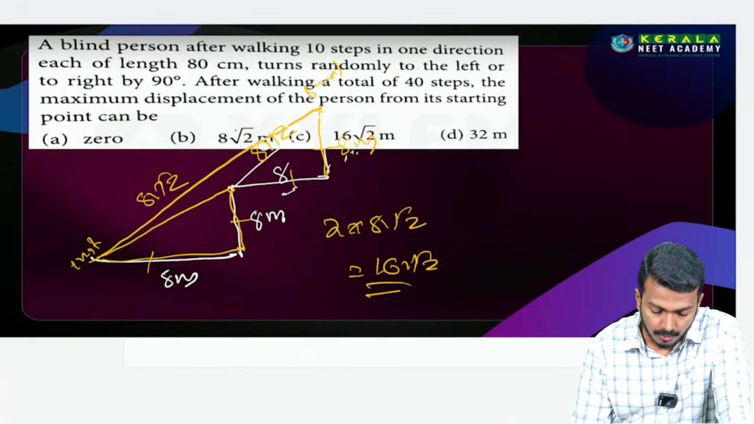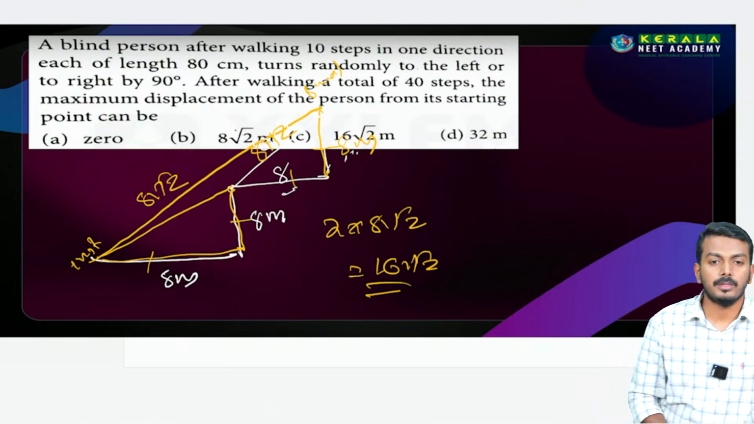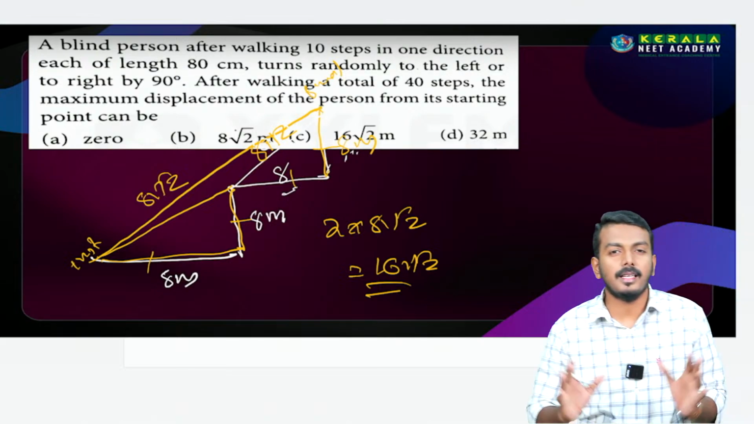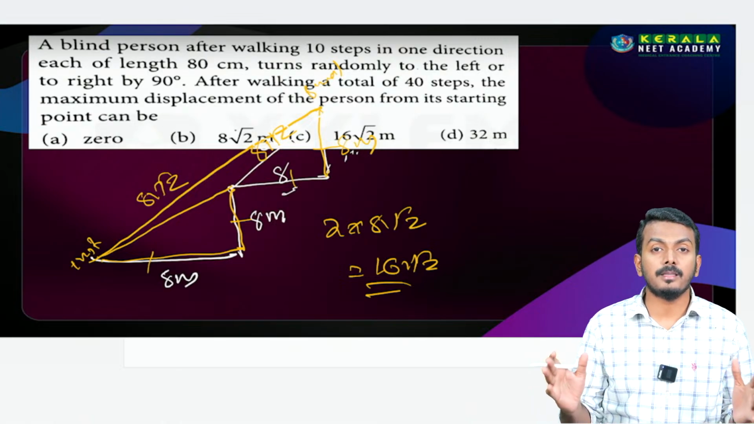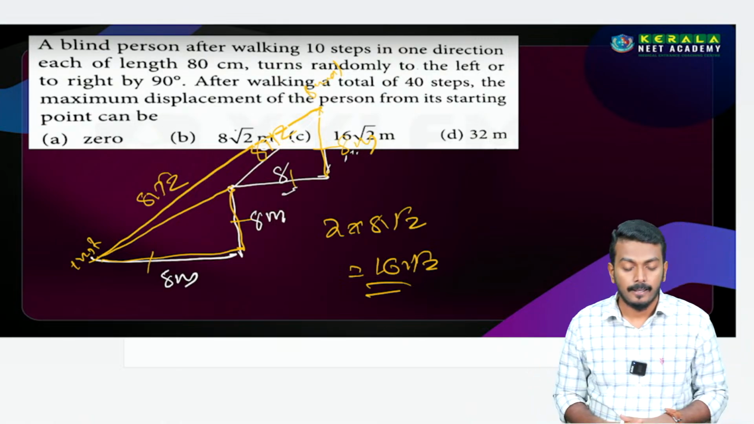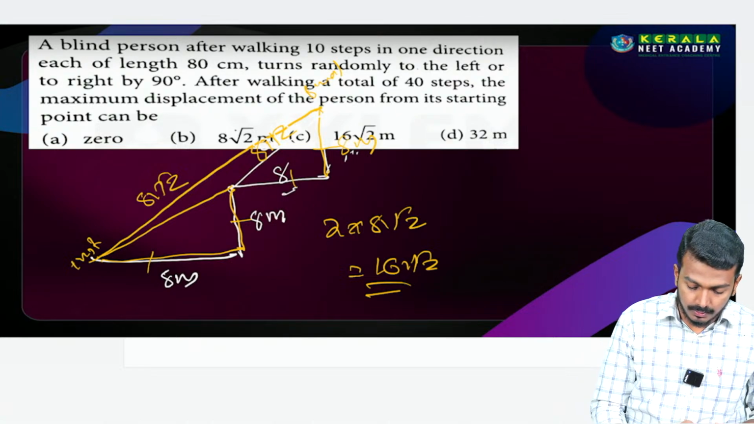Which option? The third option, option C, is the correct answer. These questions are completely based on what portion? Distance and displacement based questions. Okay. Then come to the next topic.